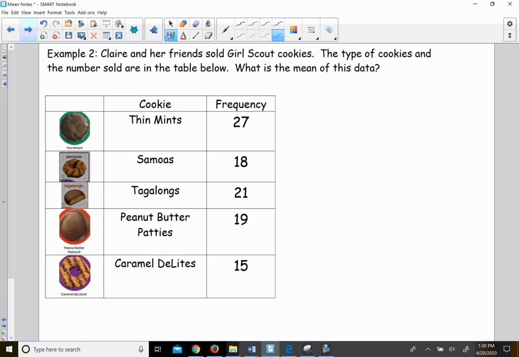Let's look at example 2. Claire and her friends sold Girl Scout cookies. The type of cookies and the number sold are in the table below. So our job is to find the mean, the average of the set of data.